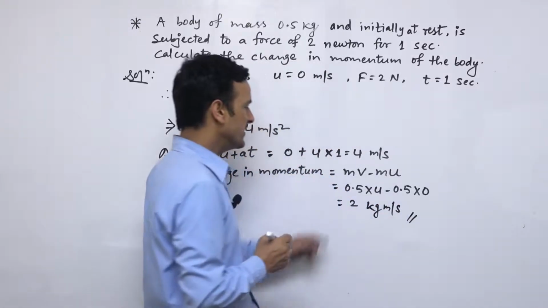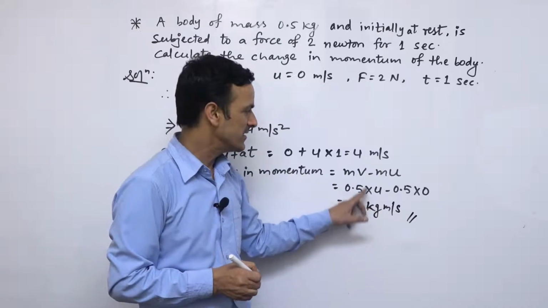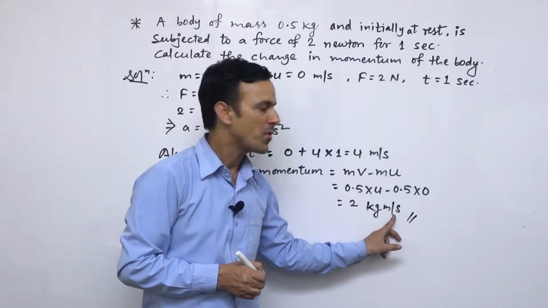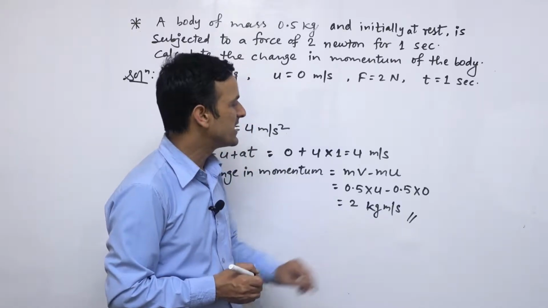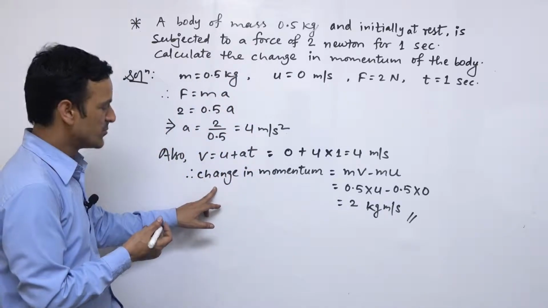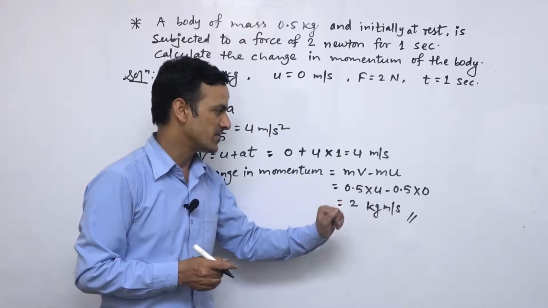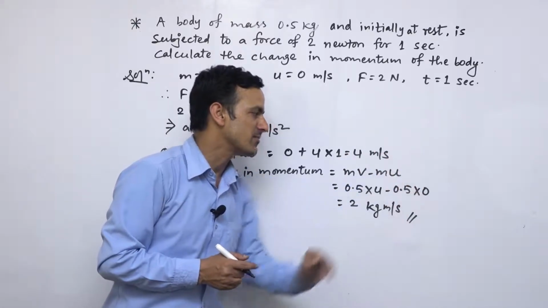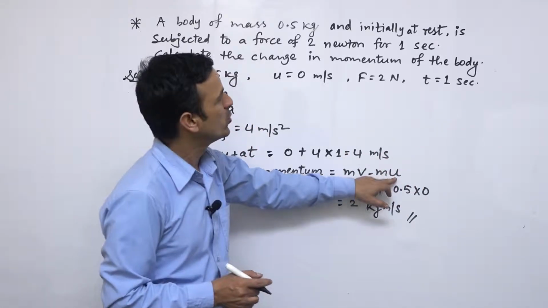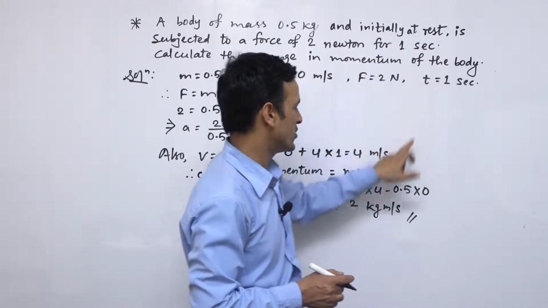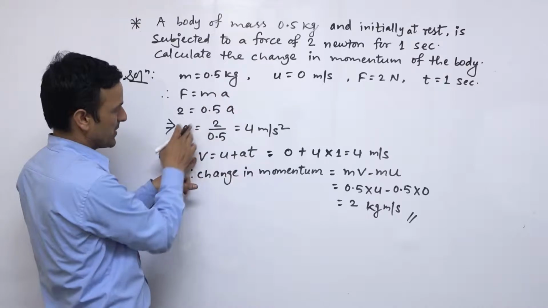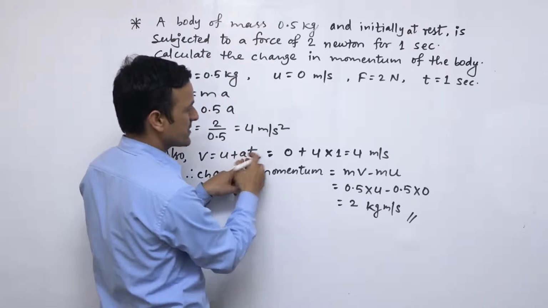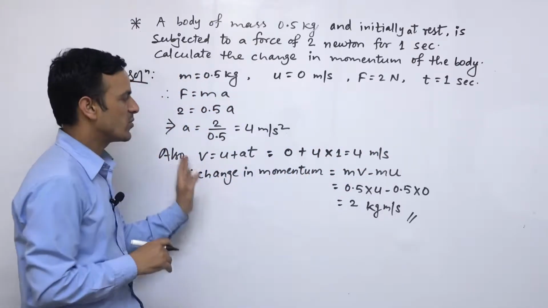So this is the answer. The unit of mass is kg, the unit of velocity is meter per second. So it is kg meter per second. This will be the answer for change in momentum. We have to subtract initial momentum from final momentum. Since it is initially at rest, u is 0. We find the final velocity from here: first find a, and after putting that in, the other values come. So in this way we can solve it.